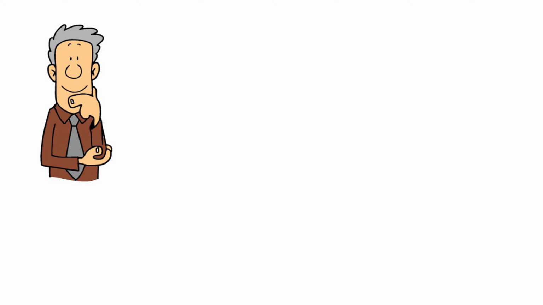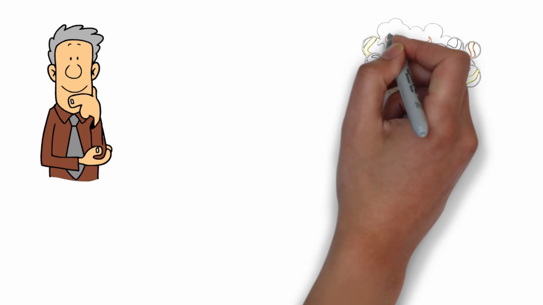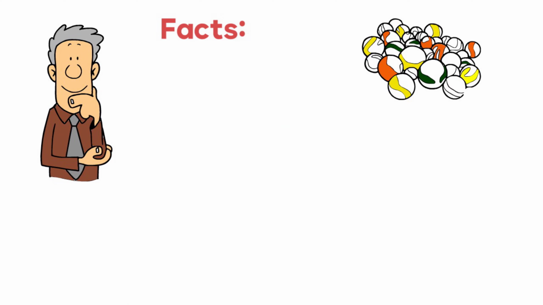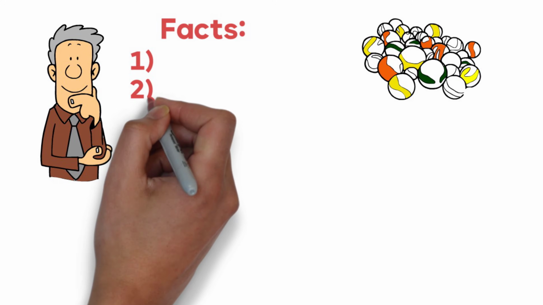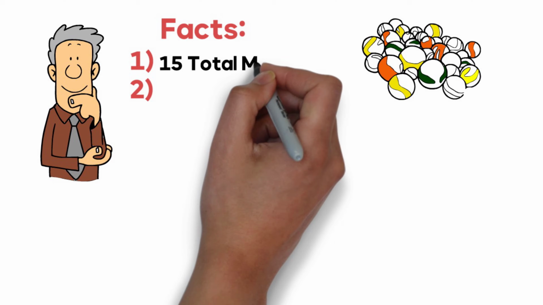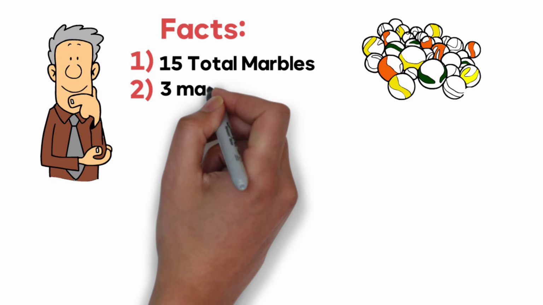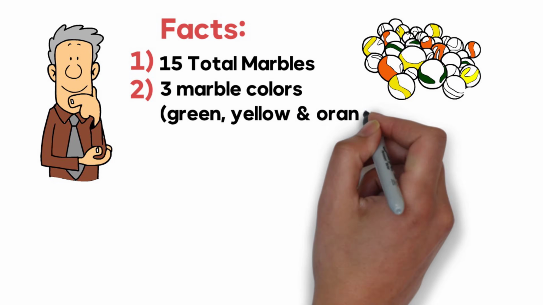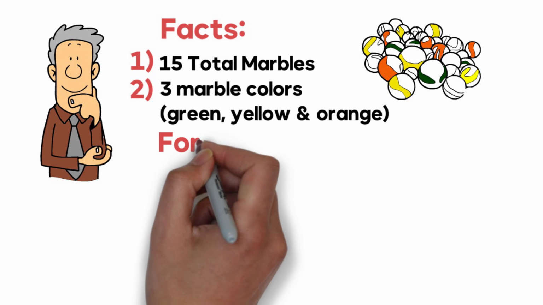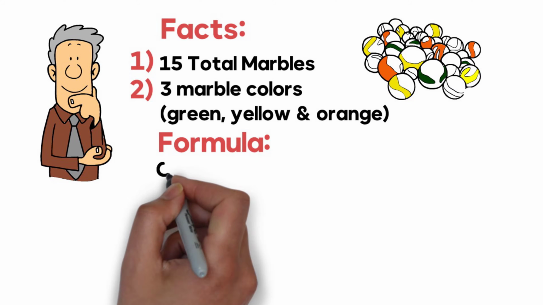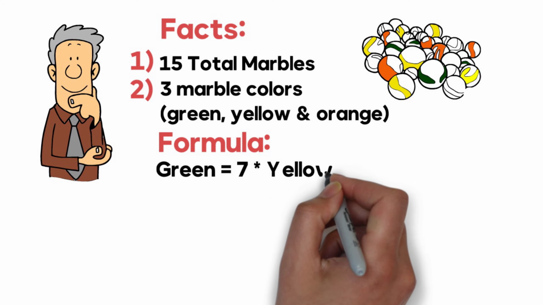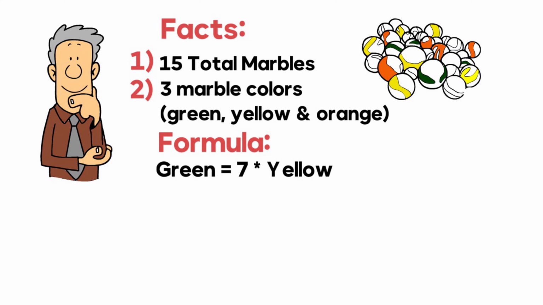Interesting problem, don't you think? To solve this type of problems, let's separate facts from the formulas. We have 2 facts. We have 15 total marbles, and marbles are of 3 different colors: green, yellow, and orange. And the formula that we are presented with is that there are 7 times more of green marbles than yellow marbles. How does it help us?